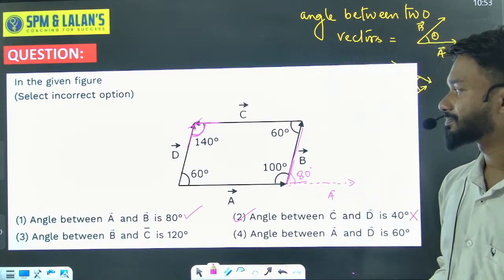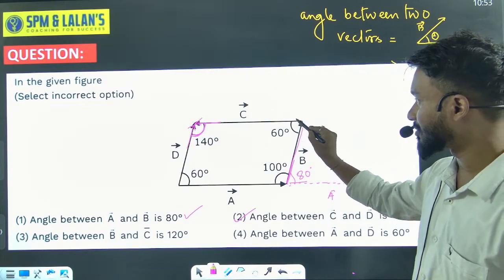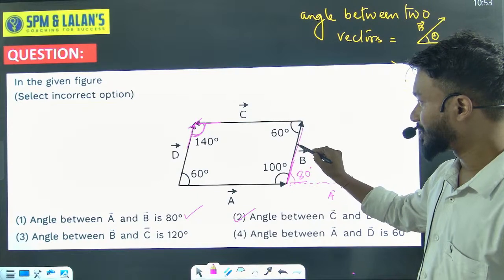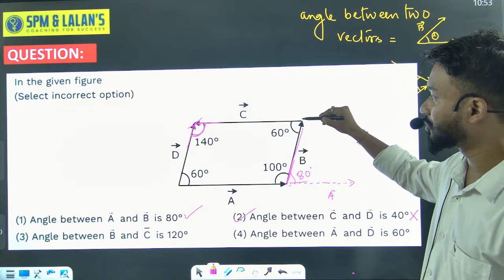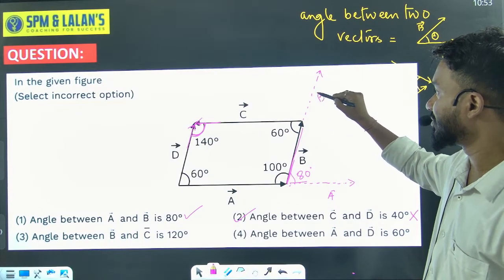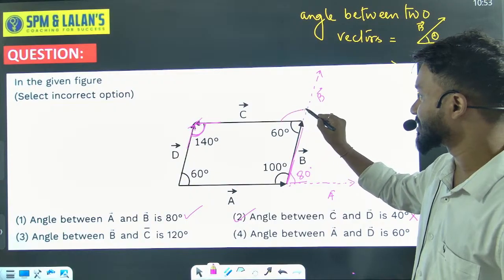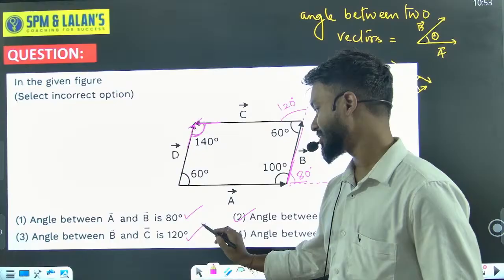Angle between B vector and C vector. This is our B vector and this is our C vector. But right now they have been joined head and tail. But we know according to the theory it should be either tail to tail or head to head. So this is our B vector and this is our C vector. Then this angle will be how much? 120 degrees. So this is also correct.